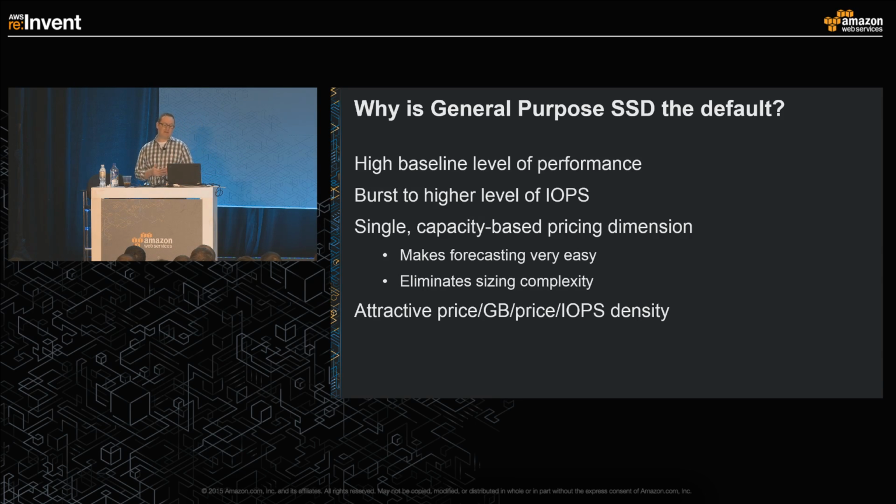The high baseline level of performance is the first aspect. We can deliver a really high level of baseline performance for our customers in that environment at a consistent cost. The bursting capability we think is very important. It enables your applications to not be bound by a baseline of performance and get a lot more capability out of it. The single capacity-based pricing dimension means you no longer have to calculate how many IOPS am I going to be doing versus how long is the volume going to be created. And we've managed, in our opinion, to get an attractive gigabyte price to IOPS density ratio.